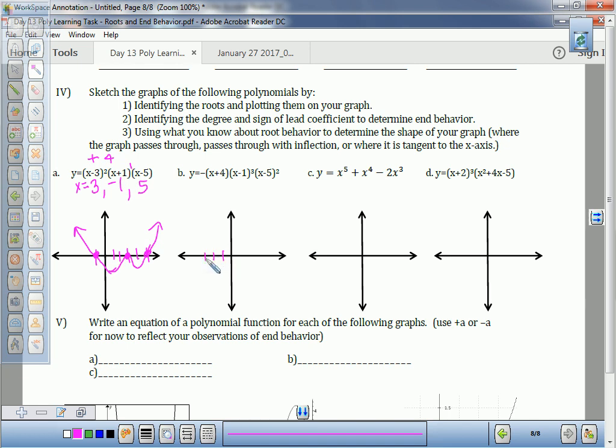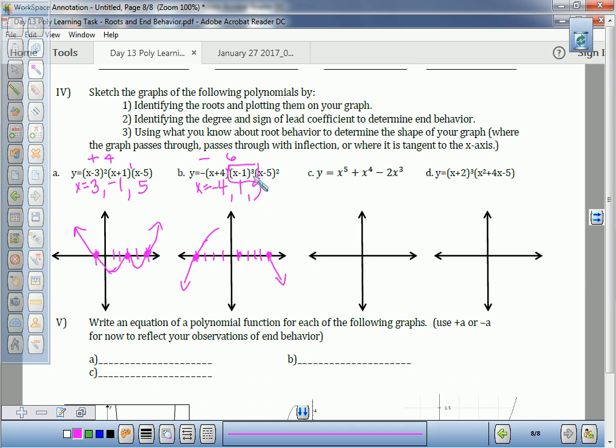So we'll come over here to -4. We'll put an x-intercept, one at 1 and one at 5. Okay, negative leading coefficient, degree is 1, 4, 6. Degree of the function is 6. Negative leading coefficient, degree of 6, fall, fall. Okay, we're going to pass at -4 because that is raised to the first. We're also going to pass at 1.